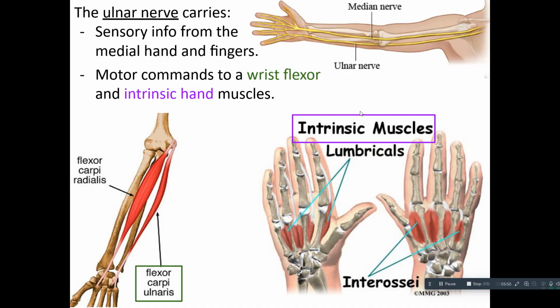Okay, one more nerve in the arm to do. It's the ulnar nerve. We see it paralleling the ulna here. And so we know our ulna is our medial bone, and so the sensory info is going to be from the medial hand and fingers. It's going to send commands to one wrist flexor, as well as some intrinsic muscles in your hand. Like if you're trying to grip something between your fingers and your thumb, for example, you'd use these intrinsic muscles in your hand. All right, so those are all my brachial plexus nerves.